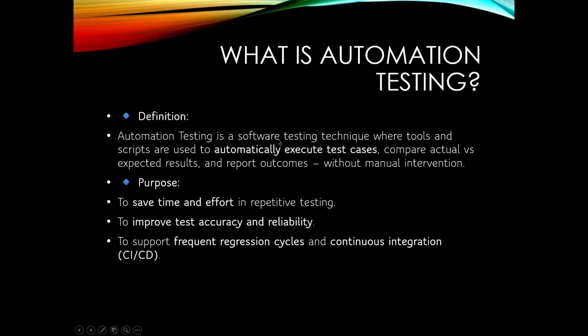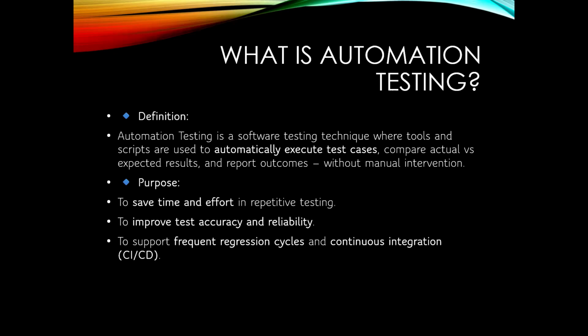The purpose of automation testing is mainly to save time. We can save a lot of time and effort in repetitive testing. Assume that you have 100 regression scenarios you are executing manually every day. To execute 100 test cases, probably 2 resources will take 1 day. But if you automate those 100 regression test cases and run them daily, it won't take more than 1 hour. This way we are saving time and effort.